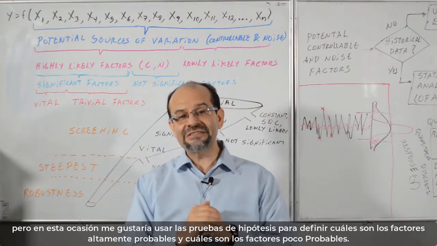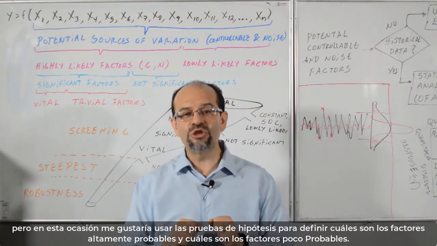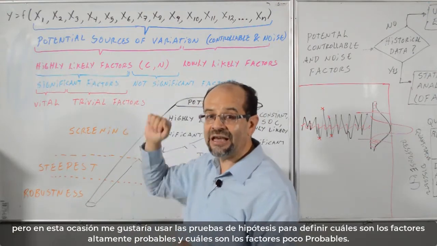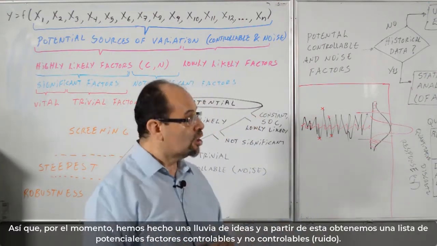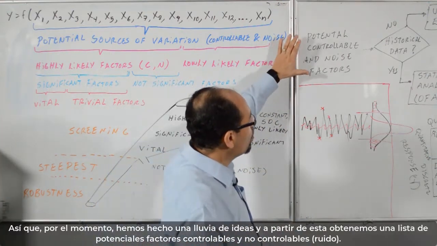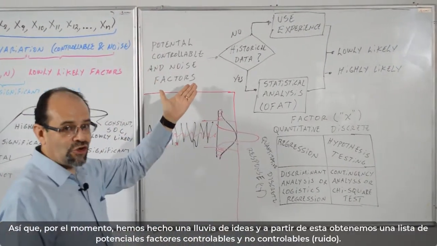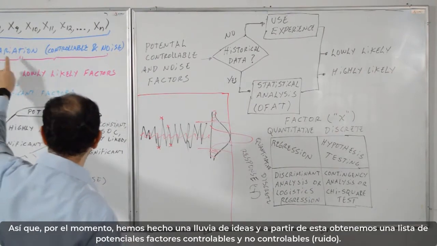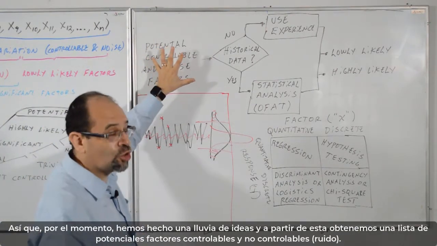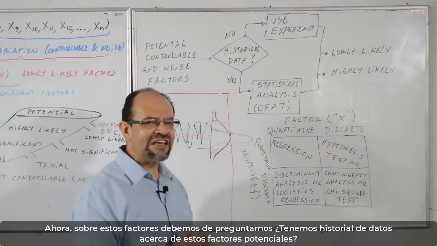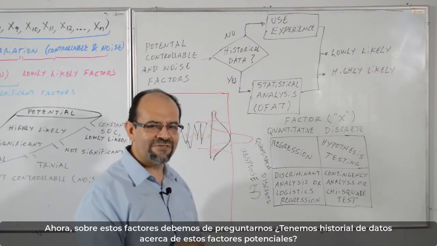But this time, I would like to use hypothesis testing to identify which are the highly likely and which are the lowly likely factors. So right now, we have potential, controllable, and noise factors. So we have brainstormed potential sources of variation, controllable, non-controllable. And of those, we have to ask, do we have historical data for those potential factors?